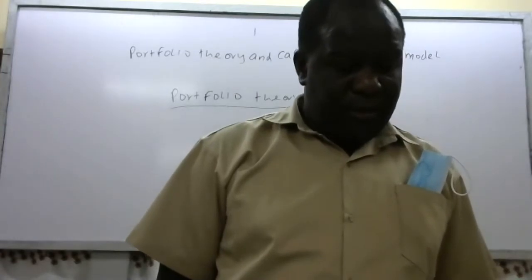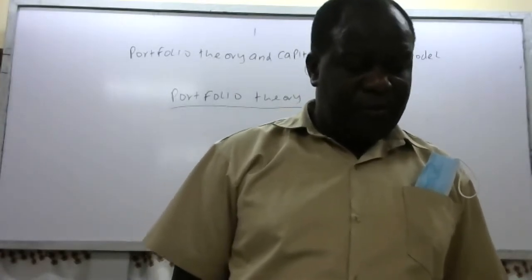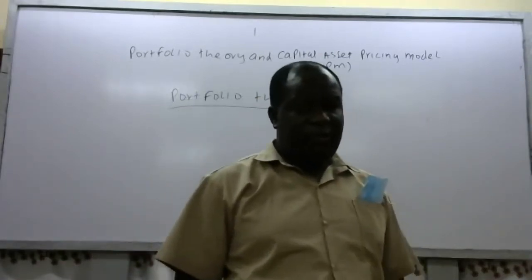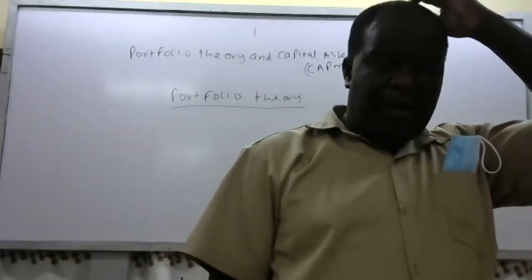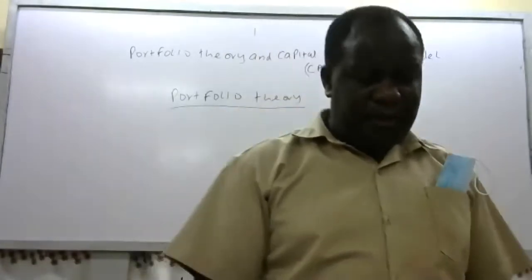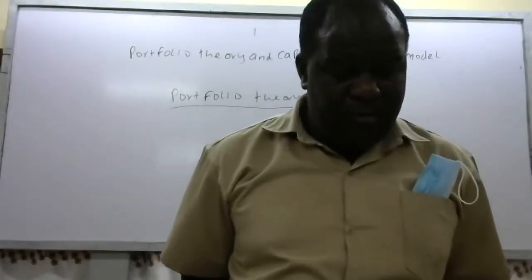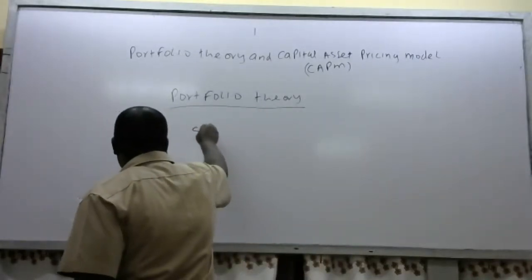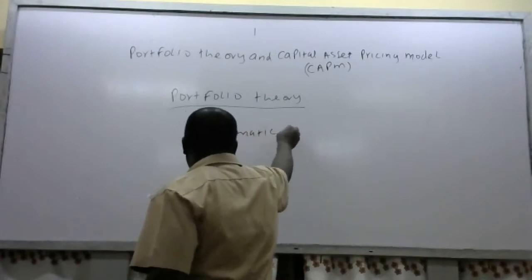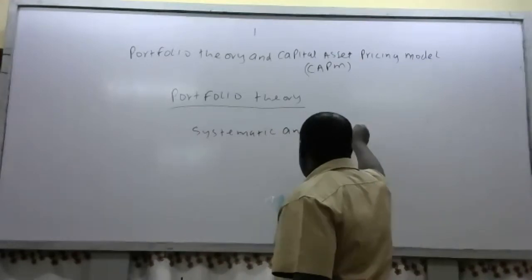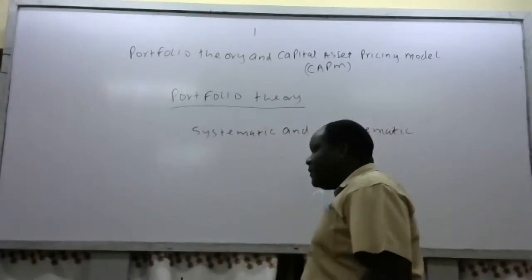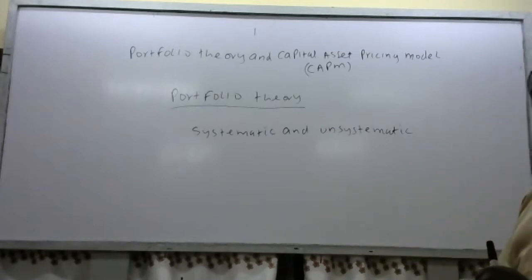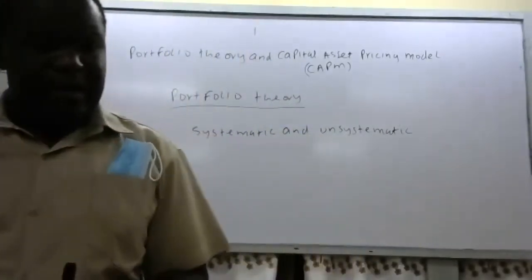Then we continue by noting that it is also known as the total risk, because it is a combination of the systematic and unsystematic risk.